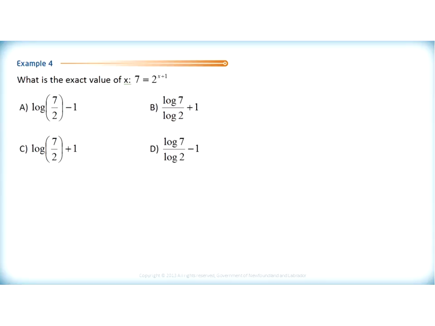In the next example, again we are asked what is the exact value of x, where 7 is equal to 2 to the power of x plus 1. So here we have an exponential equation with different bases again. So we need to take the logarithm of both sides. So we have the log of 7 is equal to the log of 2 raised to the power of x plus 1. We take the x plus 1 and move it in front of the log of 2. So now we will divide both sides of this equation by the log of 2.